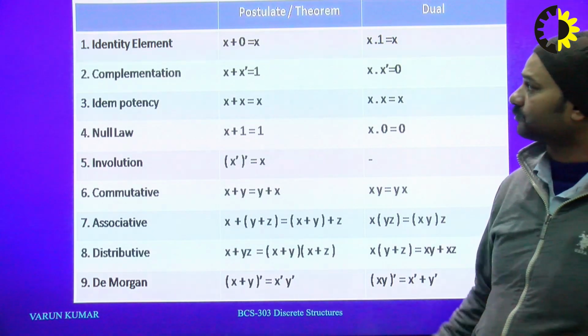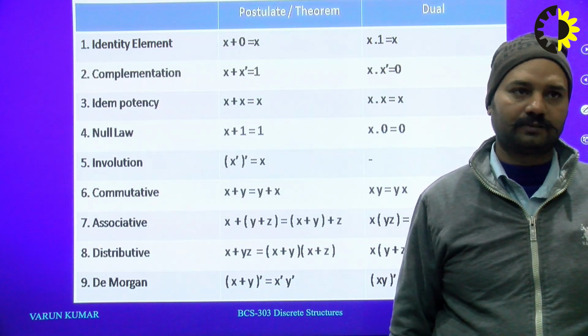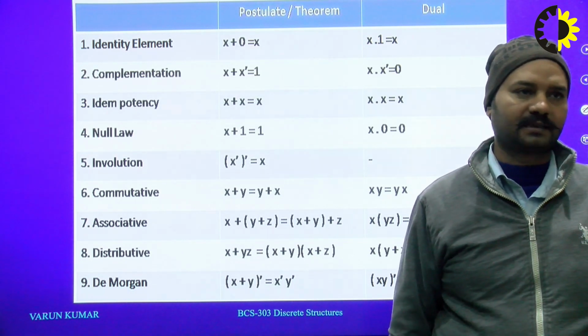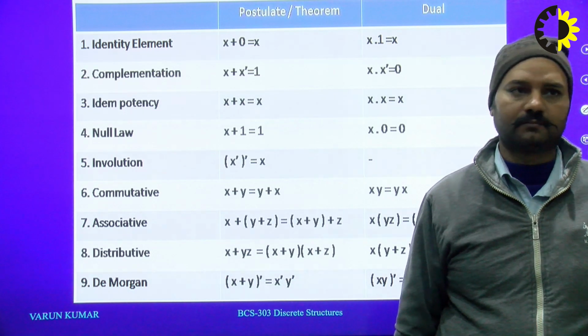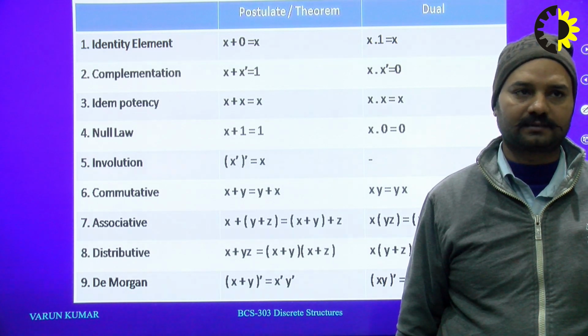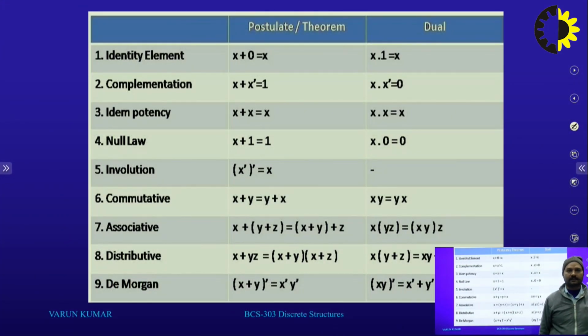If we logical OR a variable x with 0, the result is x, and x dot 1 is equal to x. The second law is the complementation law. If we have a Boolean variable x, then x plus x dash, where plus represents the logical operation OR, equals 1, and x dot x bar equals 0. Idempotency law: x plus x becomes x, and x dot x also becomes x.